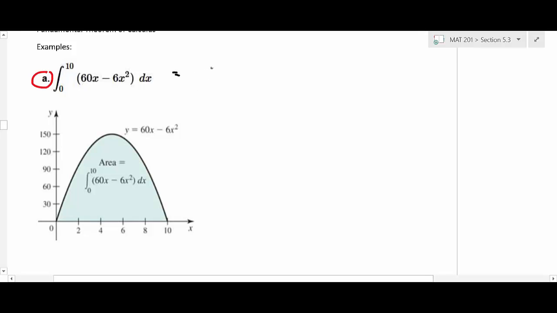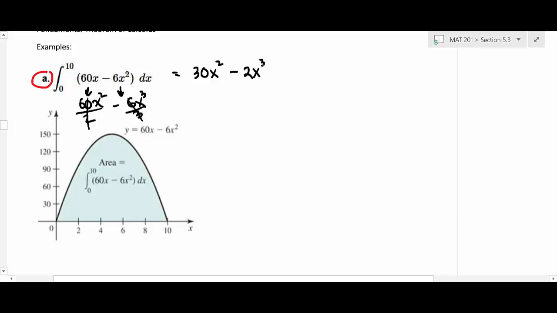So what we do is the antiderivative first. What's the antiderivative of 60x? 60x squared over 2, power rule, right? What's the antiderivative of 6x squared? Power rule again. You're going to do that a bunch: add 1 to the exponent, divide by the result. So that goes to 30x squared, and 6x cubed over 3 goes to 2x cubed.